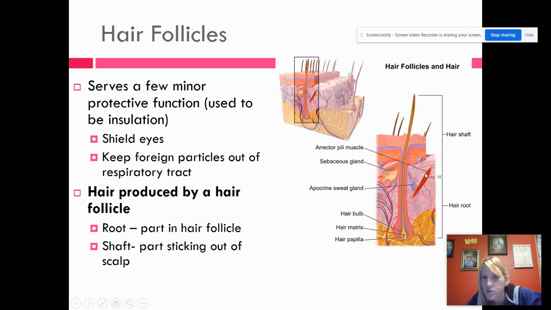And this is called an erector pili muscle. So when you get cold and get goosebumps, this contracts and it causes the holes up here to shut, and then you get goosebumps. So that's kind of cool.